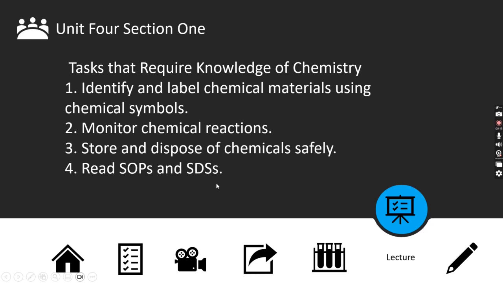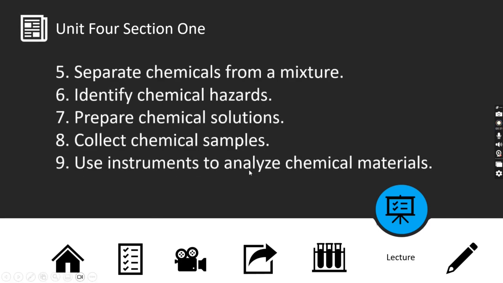Some tasks that require knowledge of chemistry as a process technician: identify and label chemical materials using chemical symbols, monitoring chemical reactions, storing and disposing of chemicals safely, reading standard operating procedures and safety data sheets, separating materials from a mixture, identifying chemical hazards, preparing chemical solutions, collecting samples, and using instruments to analyze those samples. Analysis is a huge part of being a BioWork technician.